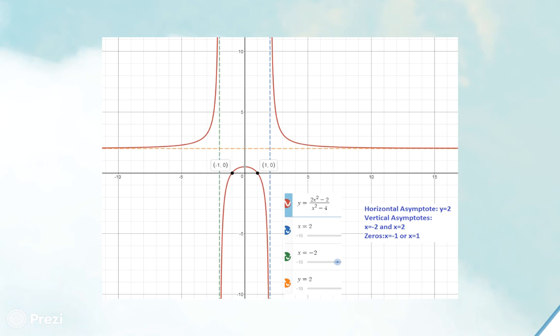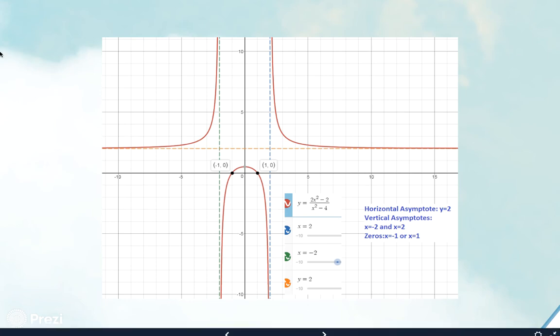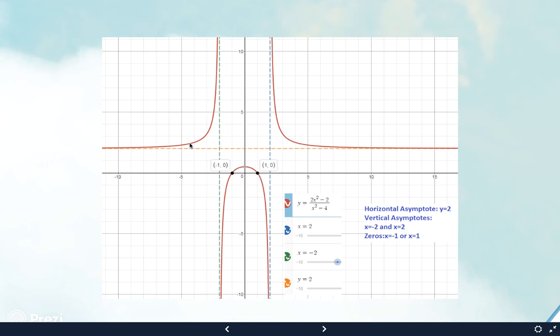Oh man, you guys, this is one of my favorite graphs of the entire Prezi. Look at that graph. Isn't it awesome? It's got like 3 different parts to it, and it has all these horizontal and vertical asymptotes in it. It's cool, right? Okay, so on this one, we had 2 vertical asymptotes.